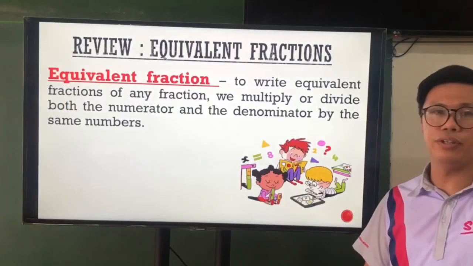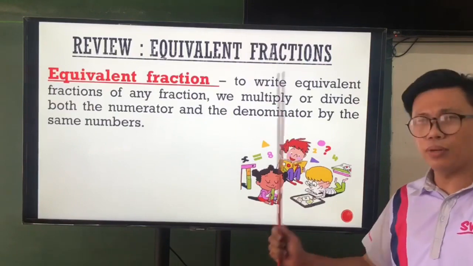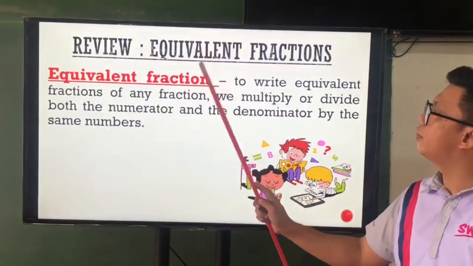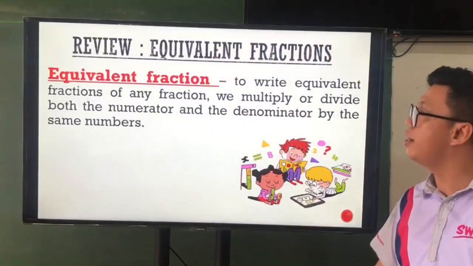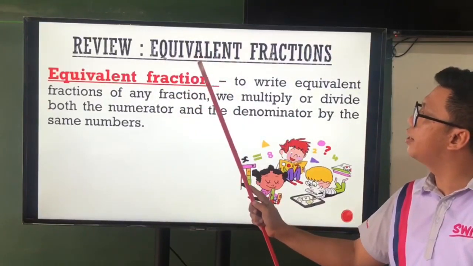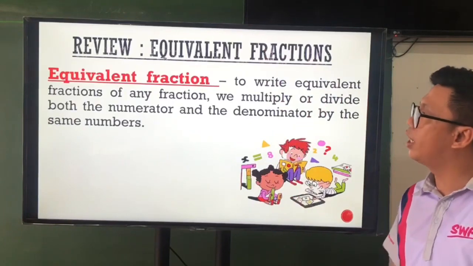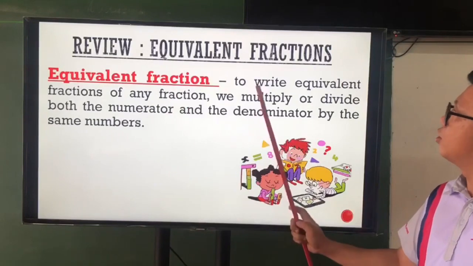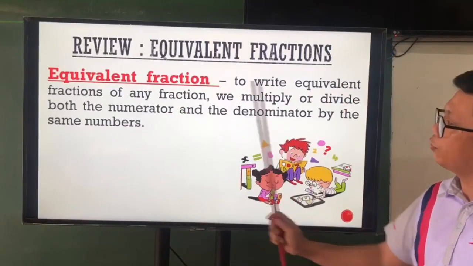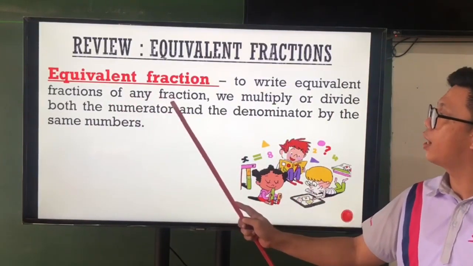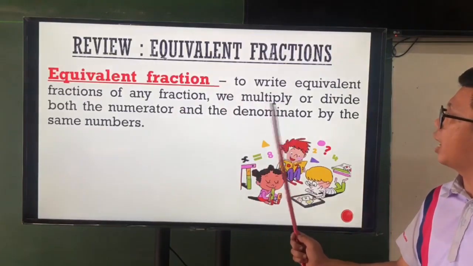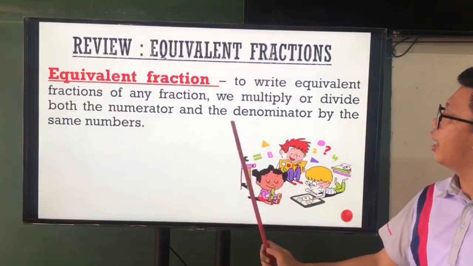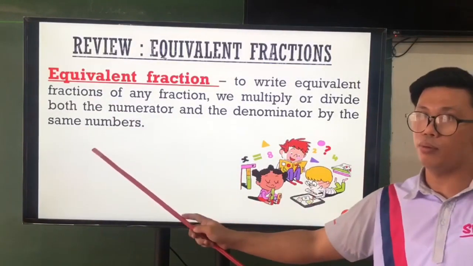Okay, let's have a review first. What is our topic again? Very good. Our topic is equivalent fraction. Everybody say again. Equivalent fraction. Very good. So what is an equivalent fraction? To write an equivalent fraction of any fraction, we multiply or divide both the numerator and the denominator by the same number.